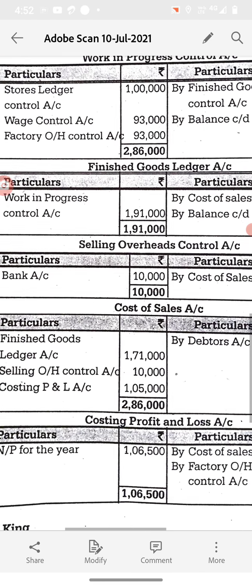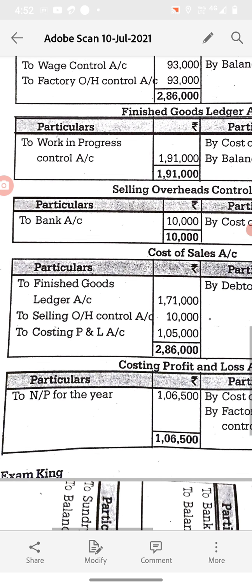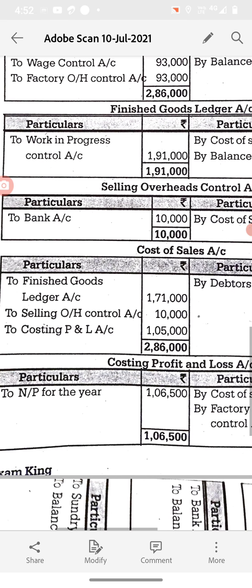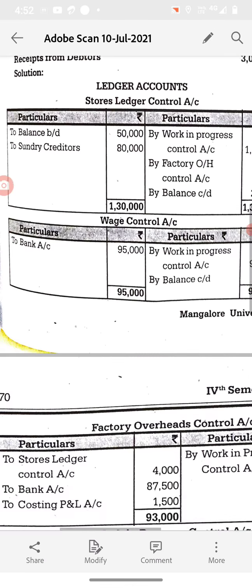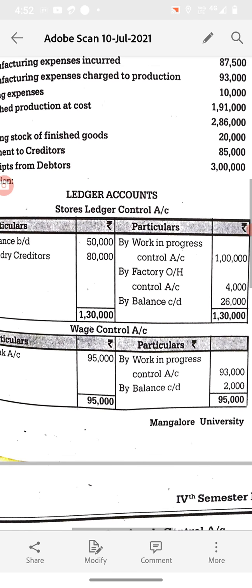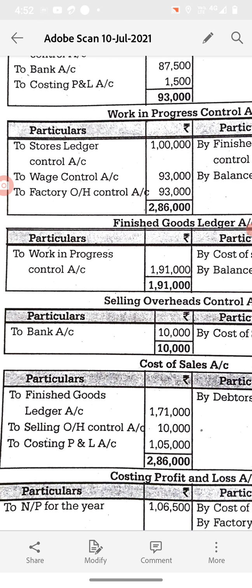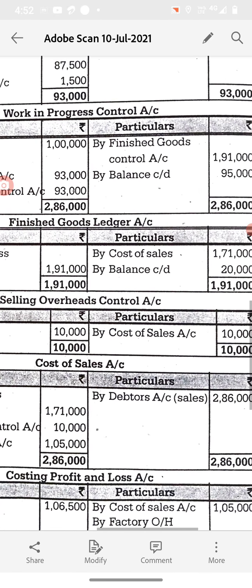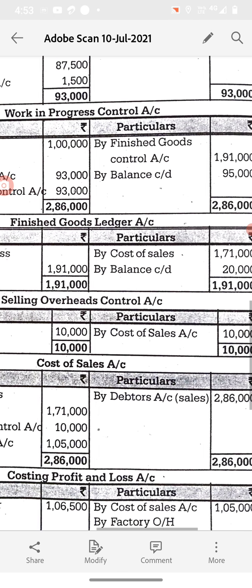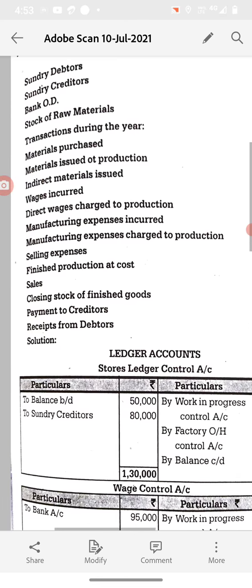So here the same thing, selling overhead, see, they have written selling overheads has to be taken to cost of sales. So remember, it has to be taken to cost of sales. So write by cost of sales, same amount you have to write 10,000. So cost of sales to selling overheads control account 10,000. So that will close. Then comes finished goods production, finished production at cost. So finished goods ledger account, 1,91,000, to work in progress 191,000. So same thing, finished goods you have to write by finished goods 1,91,000. So finished goods at cost, and then work in progress.